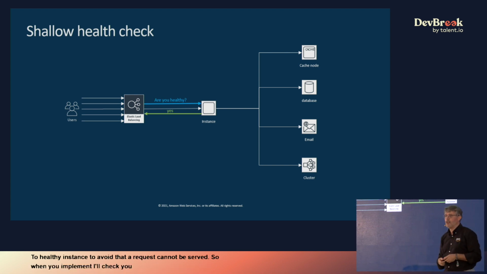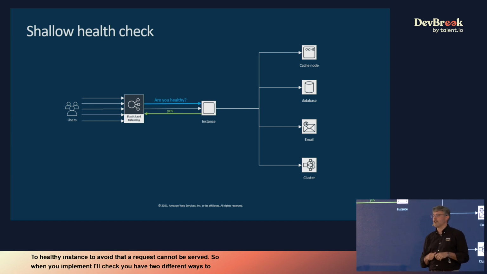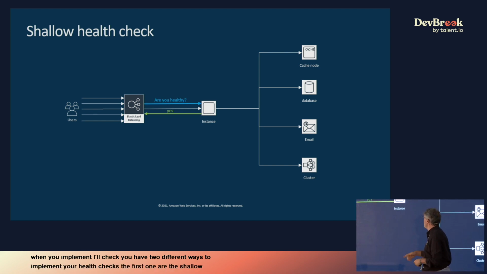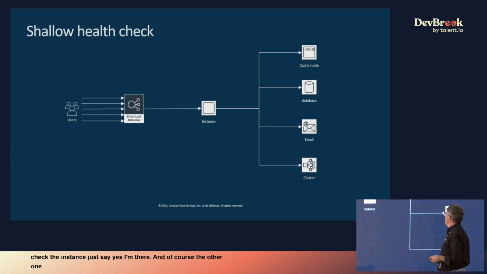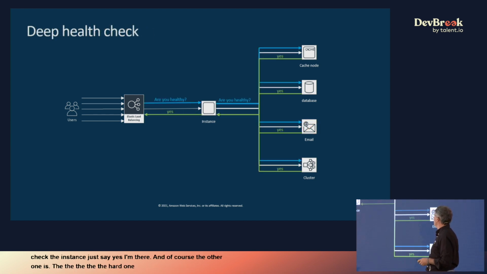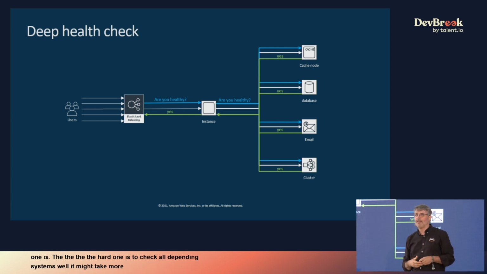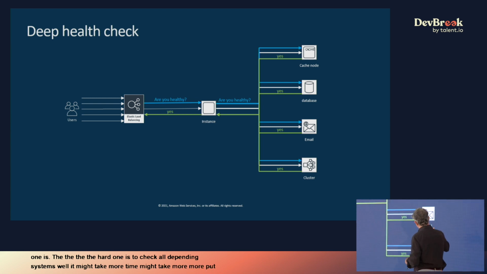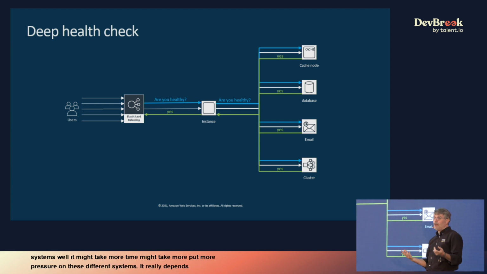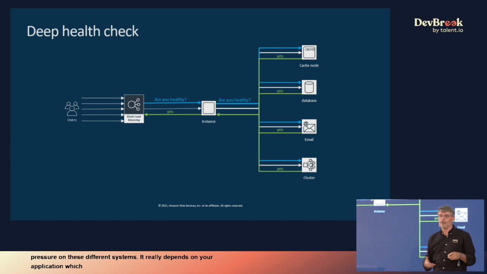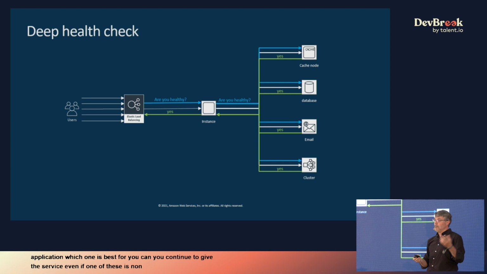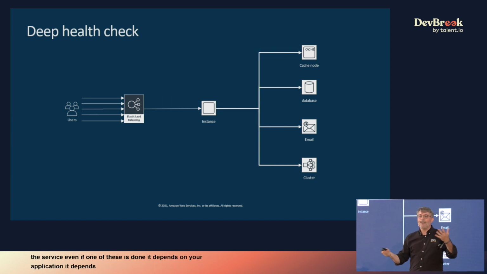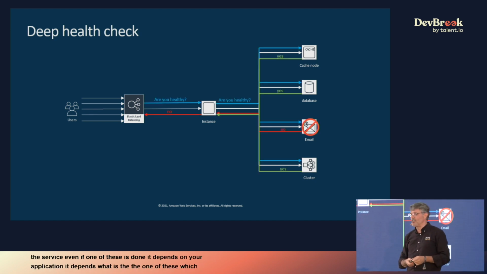So when you implement health checks, you have 2 different ways to implement them. The first one is the shallow health check. The instance just says, yes, I'm there. And of course, the other one is the hard one, to check all depending systems as well. It might take more time, it might put more pressure on these different systems. It really depends on your application which one is best for you. Can you continue to give the service even if one of these is down? It depends on your application. It depends on which one of these is down.